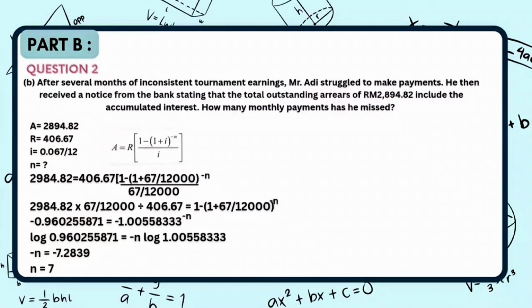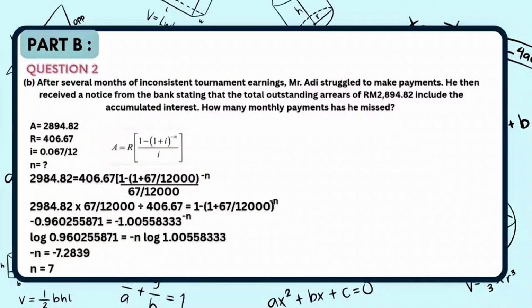For the next question, we need to find how many payments he had missed. So the first step is to list all the information. A equals 2,094 and 62, R equals 406 and 67 cents, i equals 0.067 per 12, and n equals unknown. So we will use the formula that we learned on annuity, that is A equals R in bracket 1 minus in bracket 1 plus i close bracket to the power of negative n, and all of that divided by i, then close bracket.